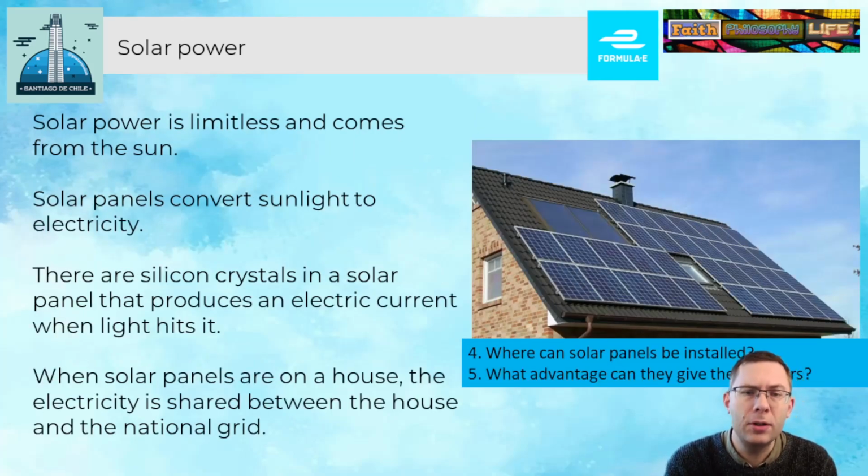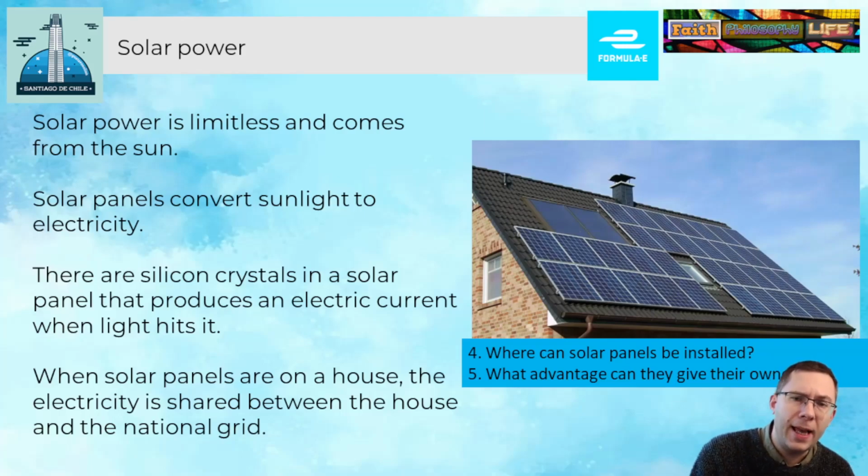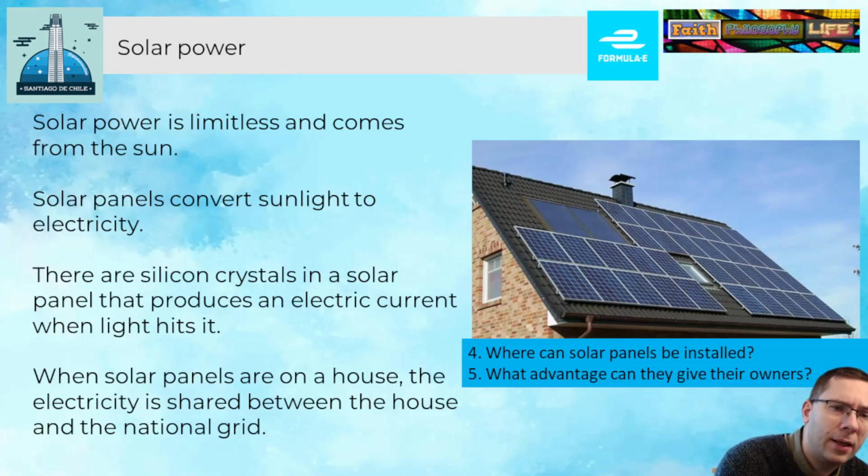Okay, then you've got solar panels. I'm going to tell you more about solar panels next time. But solar power is limitless. It comes from the sun, and solar panels convert sunlight into electricity. There's silicon crystals in solar panels that produce the electric current when the light hits it.